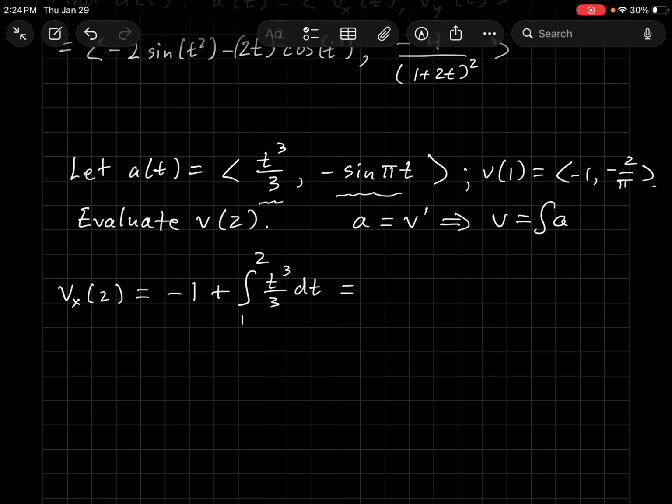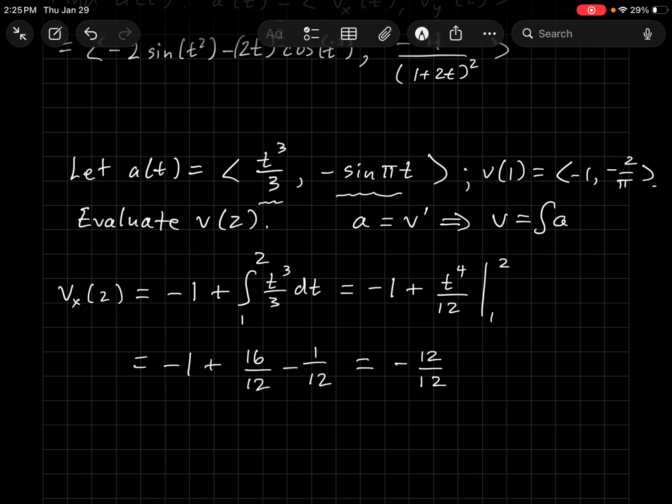So if I continue on, I get -1 plus t to the 4th over 12 from 1 to 2, which will give me -1 plus, I'll plug in my top limit, 16 over 12, minus plug in my bottom limit, 1 over 12, which equals -12 over 12 plus 15 over 12, which is 3 over 12, or 1/4.